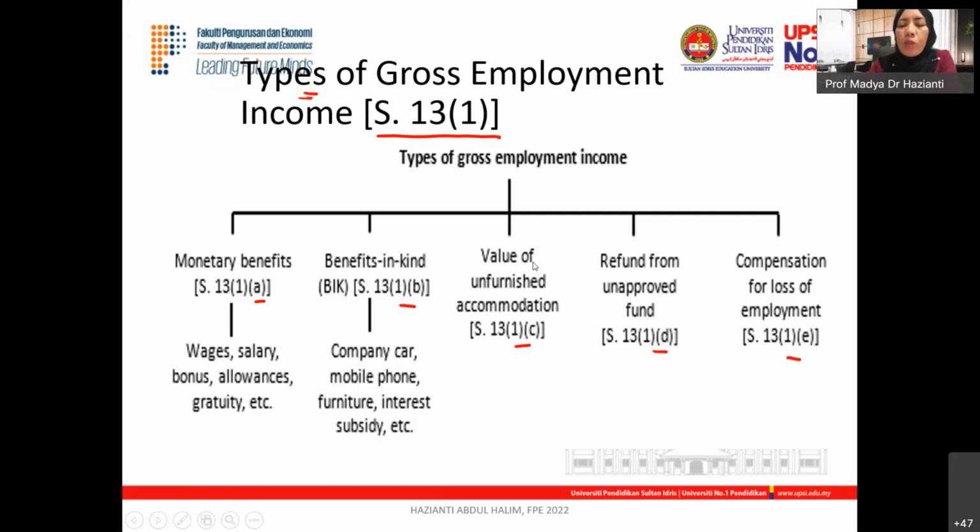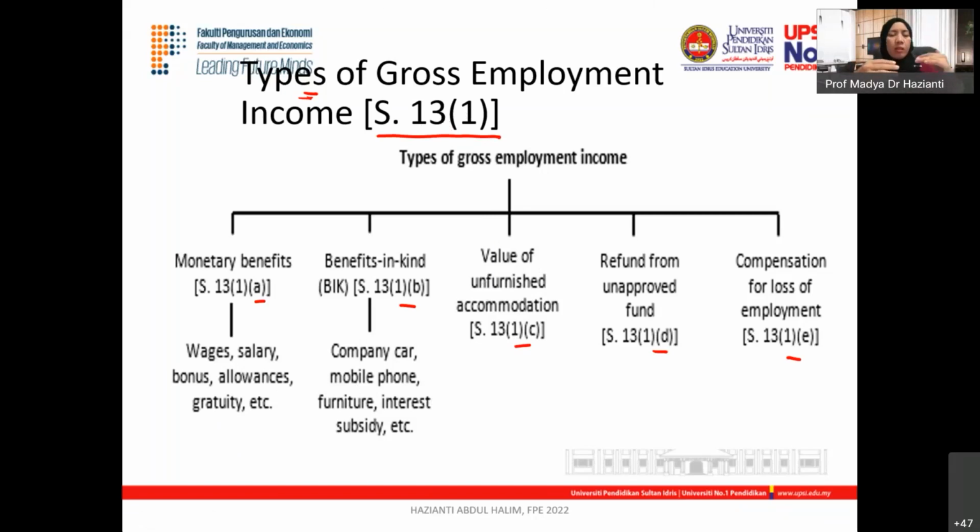Value of unfurnished accommodation. Alright, in some cases, the employer gives a house too. Okay, that will be considered under section 13(1)(c). So do not get excited later on when you get a job and we get a house and everything. All those are taxable. Later we will look at which is the best way to do it, because when you get that employment, normally when the rate is already high, you can actually negotiate.